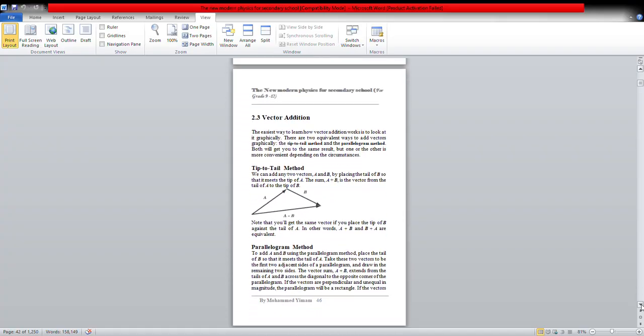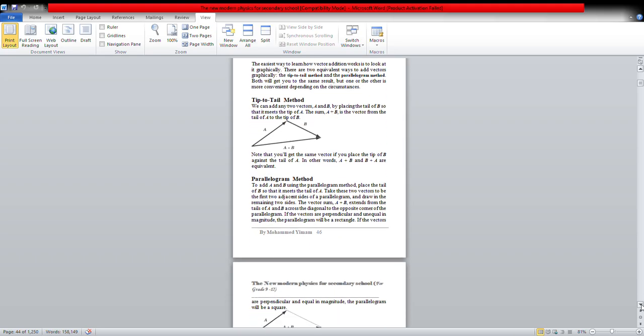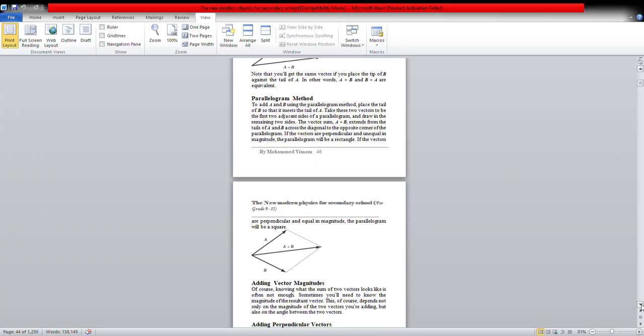We saw vector addition. Head to tail: by connecting the head of the first vector to the tail of the second vector, and the tail of the first vector to the head of the second vector, we can get the resultant vector of the two vectors, a plus b. We can also use the parallelogram method by connecting the tails of the two vectors and drawing a parallelogram. The diagonal is the resultant vector a plus b.